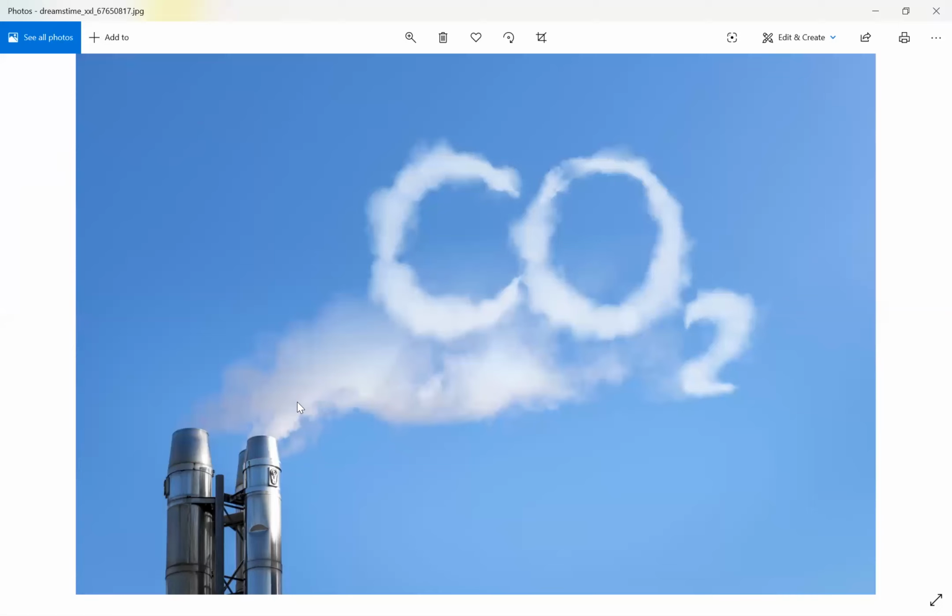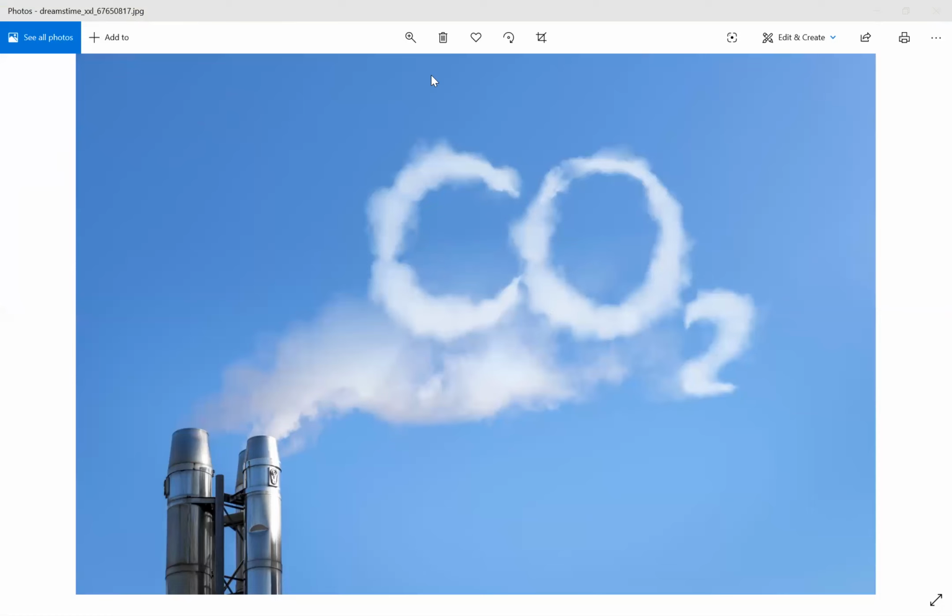The gas that's generated from the, yes, carbon dioxide. CO2 means carbon dioxide. The gas that is generated from factories is CO2. And you know, sometimes it's a little dangerous for our health.